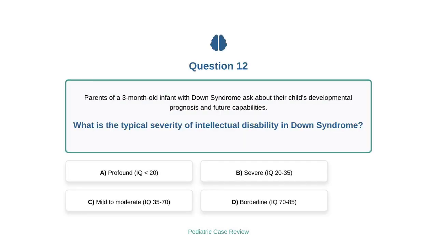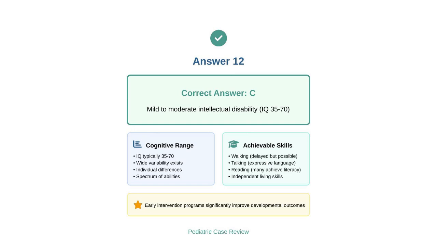Parents of a 3-month-old infant with Down syndrome ask about their child's developmental prognosis and future capabilities. What is the typical severity of intellectual disability in individuals with Down syndrome? Option A, profound, IQ below 20. Option B, severe, IQ 20 to 35. Option C, mild to moderate, IQ 35 to 70. Option D, borderline, IQ 70 to 85. The correct answer is C.